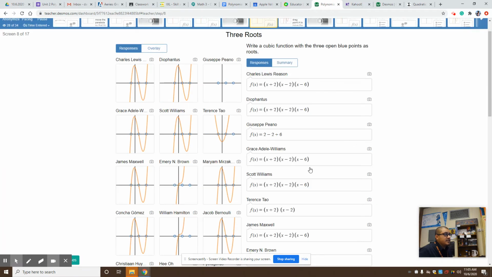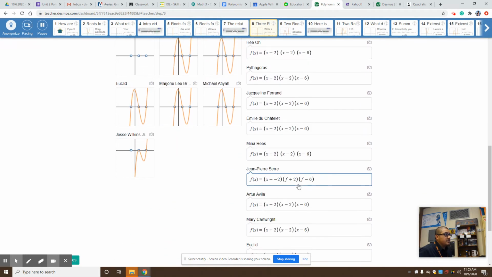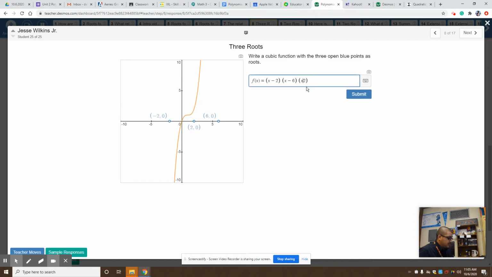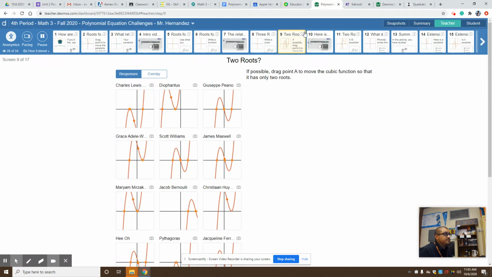And so again, factors, x-intercepts, right now we're using them interchangeably. This student looks like they missed the x minus 2. If you make one of these x plus 2, then you'll get the negative 2 there. Okay, so let's move on to the next one. Is it possible to move a so that it only has 2 roots?